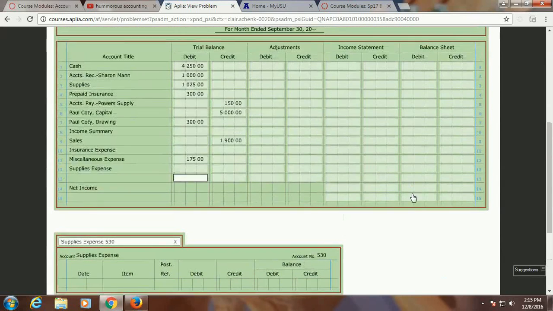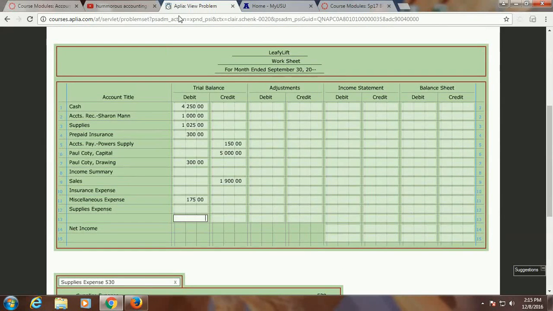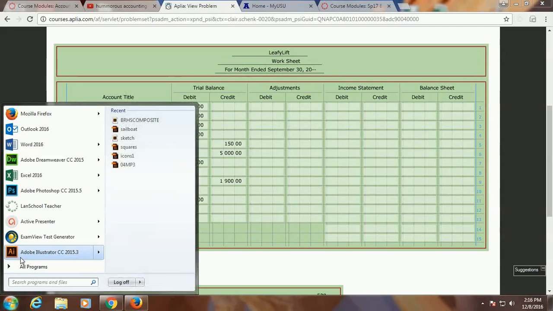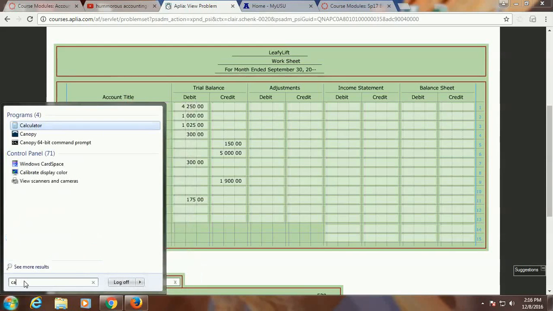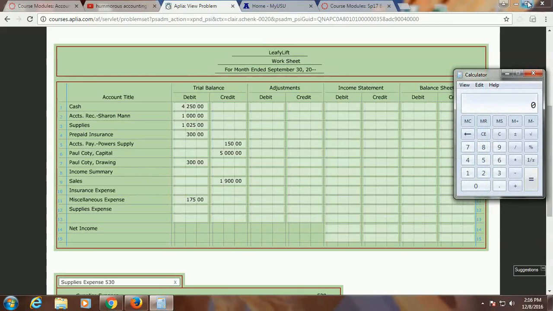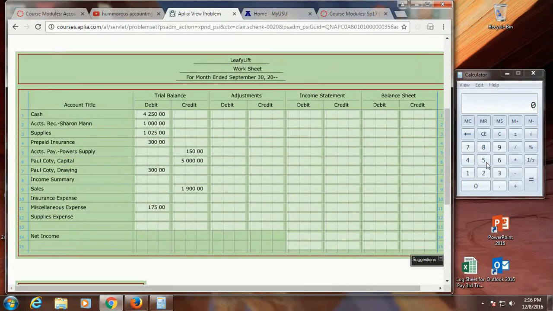Okay, so now I'm back to my worksheet. I have my titles, and then I have my dollar amounts I pulled from my general ledger accounts for each one. I'm going to add up my debit column. So let me bring in my handy dandy calculator.